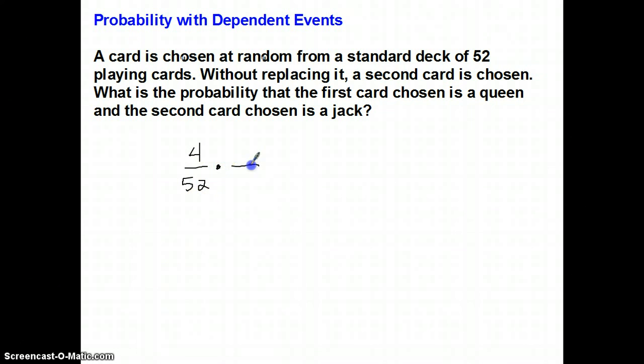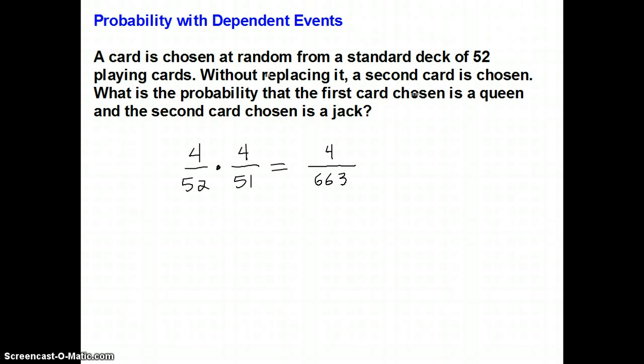Now once we've picked that queen, we only have 51 cards. We still have the 4 jacks. We have a 4 out of 51 chance of getting that jack. And so we have to multiply these two together and simplify. Let's see. What we get is a 4 out of 663 chance.